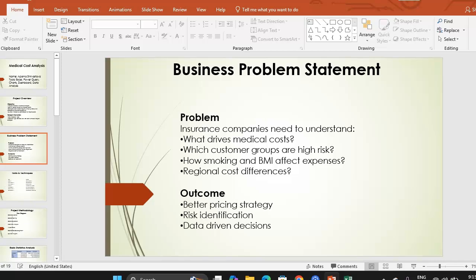Now, the business problem statement. Insurance companies need to accurately estimate medical costs and identify factors that increase healthcare expenses. The major business questions are: Does smoking increase medical costs? Does BMI affect charges? Which regions have higher healthcare expenses? Do dependents influence insurance charges? By answering these questions, insurance companies can improve risk assessment and pricing strategy.